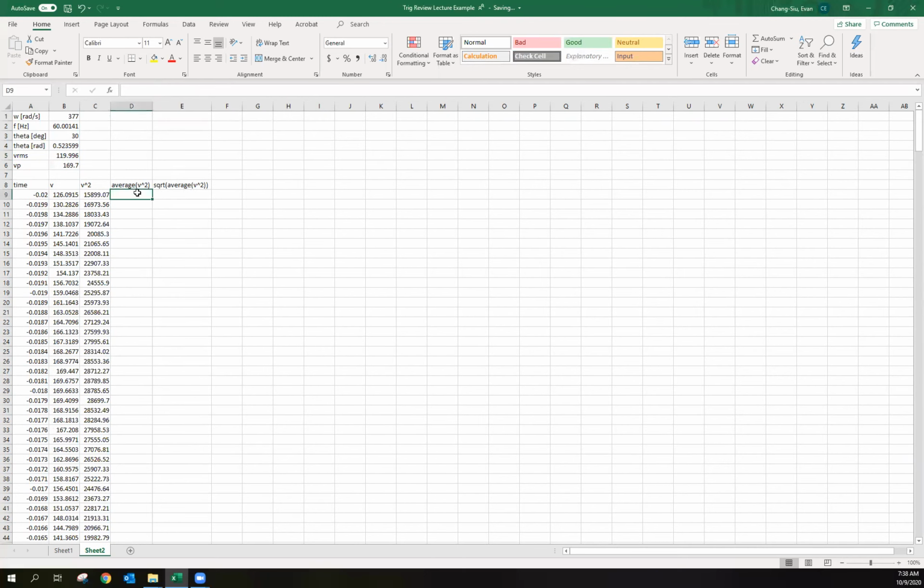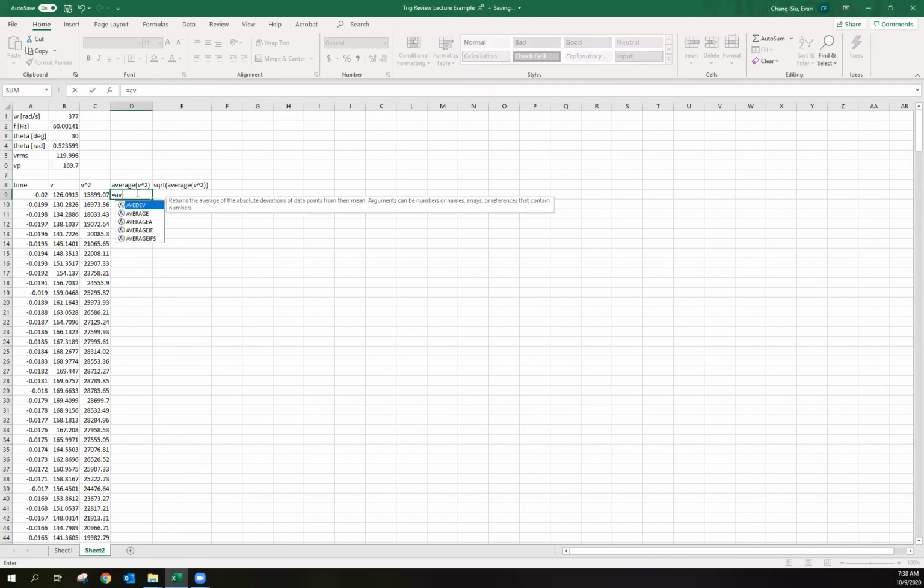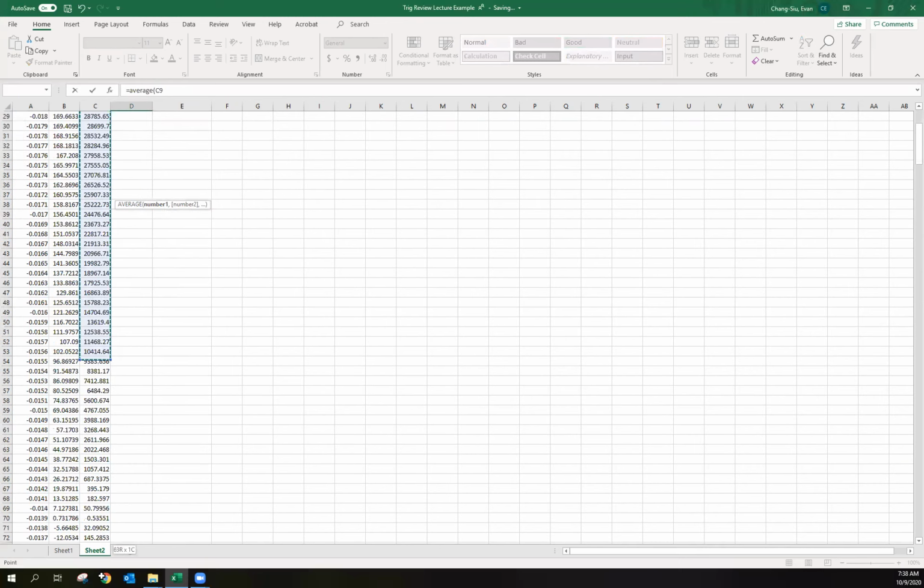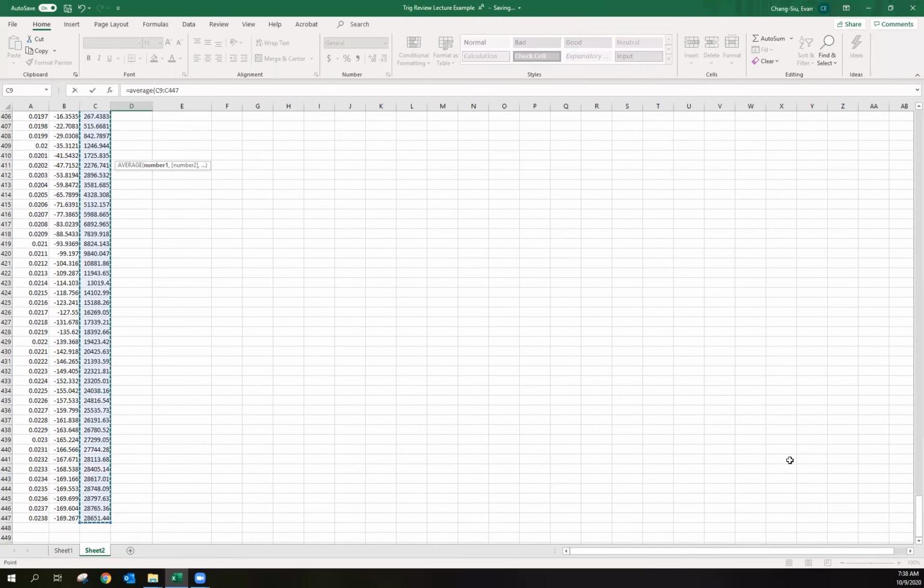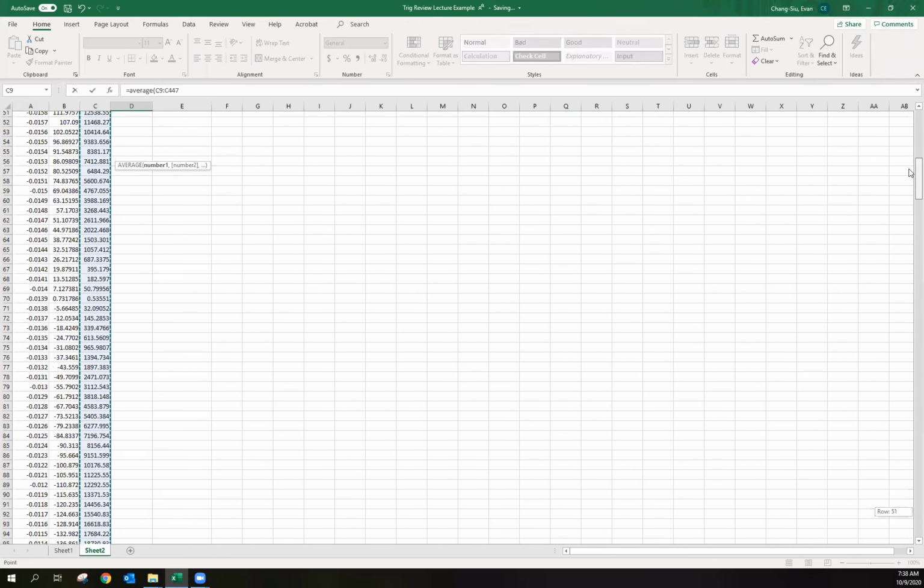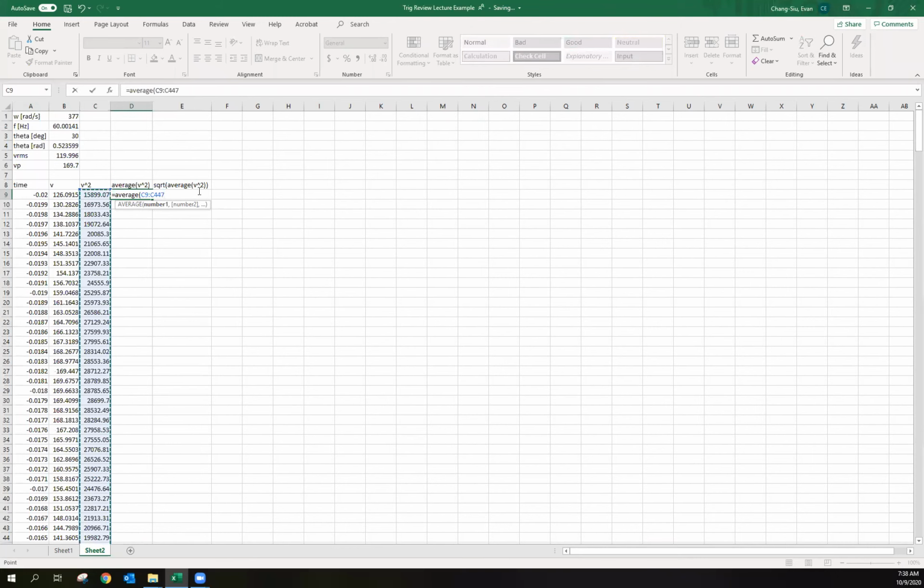The average, so this is equal to the average of this entire column, right? So take the average of this entire column. And yay. That's the average. And now I'm going to take the equals to the square root of this number. Oh, nice. 120 volts.